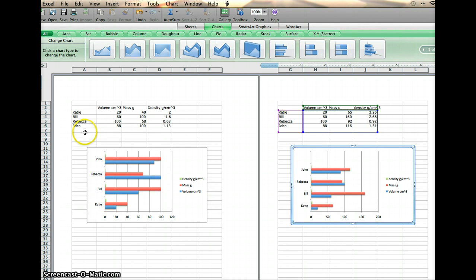It's very easy. You have graphs that are made in seconds, and it really shows you what mass, density, and volume is all about. I hope you guys learned a lot.